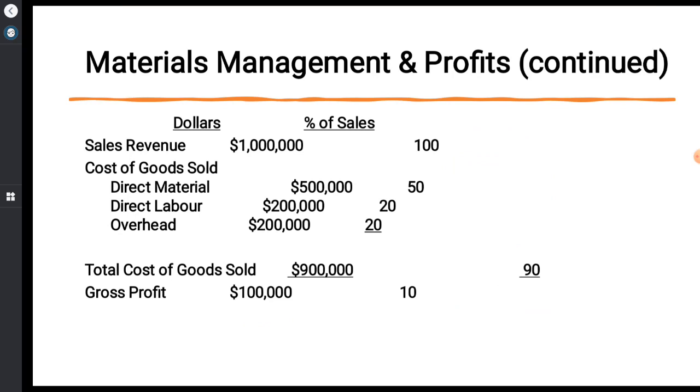In this numerical example, we have revenues of 1 million US dollars. The direct materials costs equal 500,000 US dollars, which represent 50% of the $1 million sales. The direct labor equals 200,000 US dollars. This is 20% of the $1 million sales. Overhead is as well 200,000 US dollars. This is 20% of the $1 million sales.